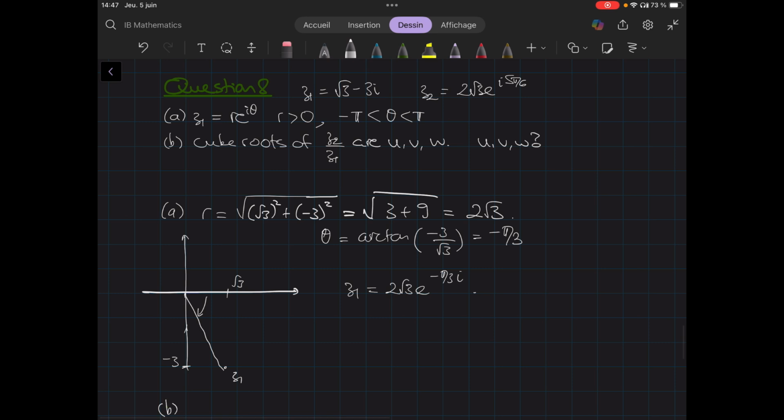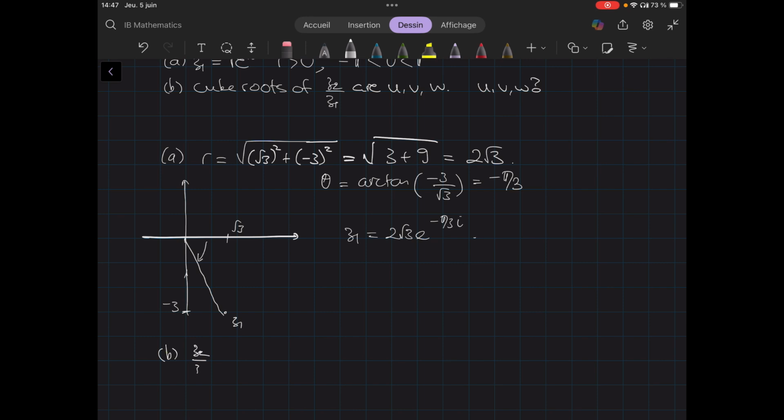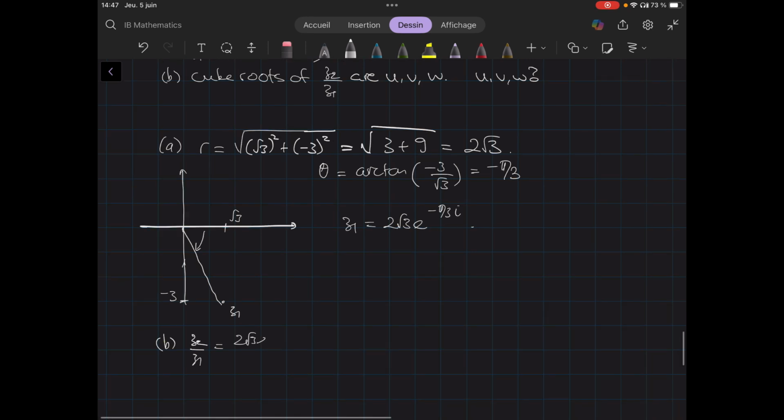Part B. We are now asked to find the cube roots of z2 divided by z1. So z2 divided by z1 would be 2 root 3 e to the i 5 pi by 6 divided by 2 root 3 e to the negative pi by 3 i. That's gone. So we would get e to the 5 pi by 6 plus pi by 3 times i, or e to the 7 pi by 6 i.